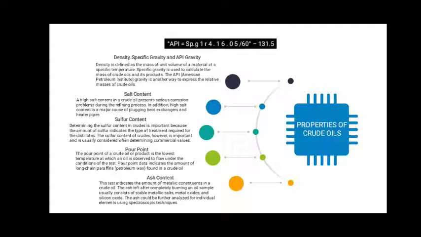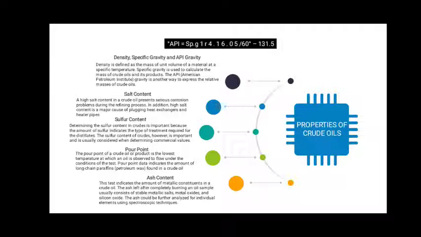A high salt content in the crude oil presents a serious corrosion problem during the refining process. In addition, high salt content is a major cause of plugging heat exchanger and heater pipes. And the third is sulfur content.